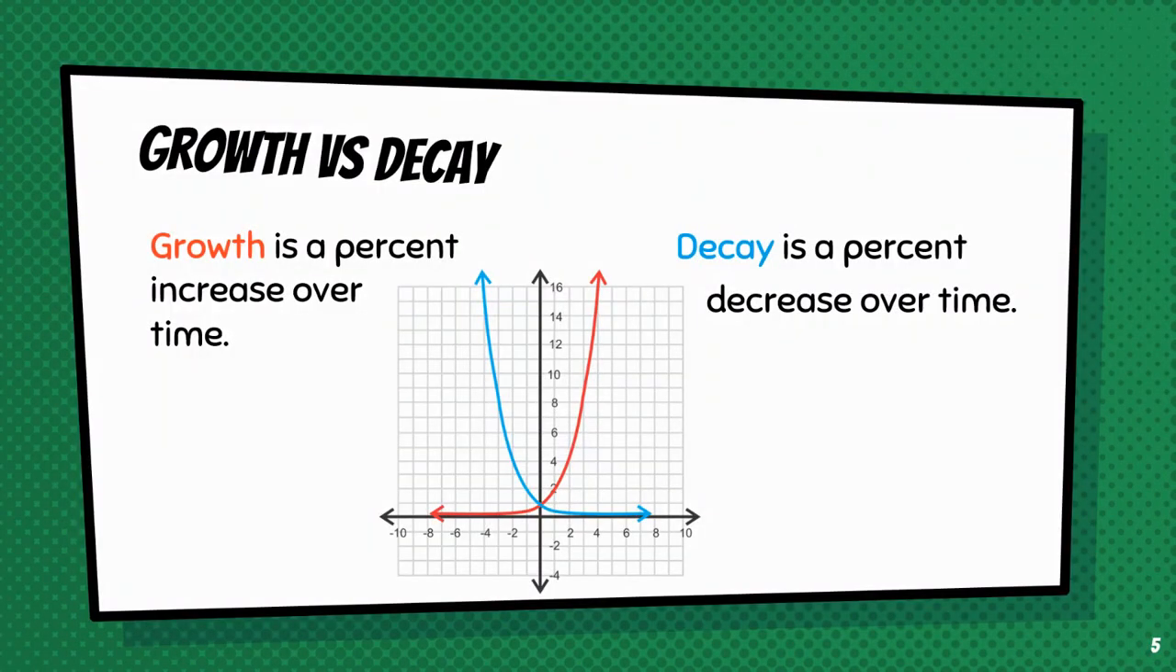There's also exponential decay. They are both a percentage change. However, growth is a percentage increase, decay is a percentage decrease. So you can see here the red is the increasing, it's growing. Decay is the decreasing, it's the blue, it's going down.